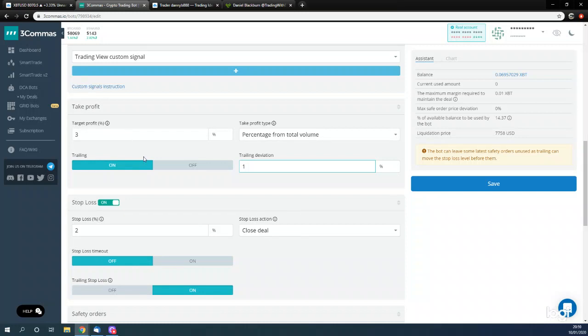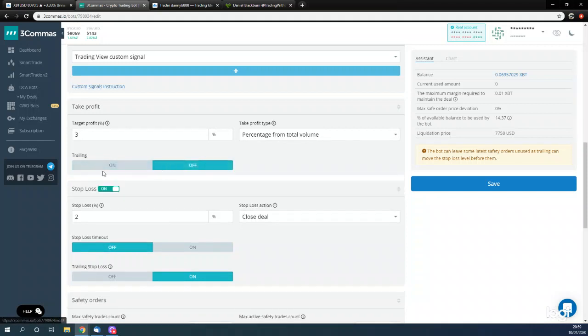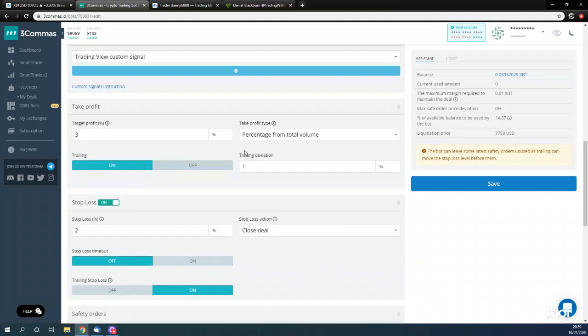And then here we have the trailing. This was off before, so this is the trailing take profit, which we're now clicking on. The trailing deviation is 1%. What that means is, as the price goes up, we've got our target profit of 3% where it will take profit. Or if we go up to say 2.99% and then retrace to 1.99%, which will be a 1% deviation, the bot will then take the profit at that point at basically a 2% profit.